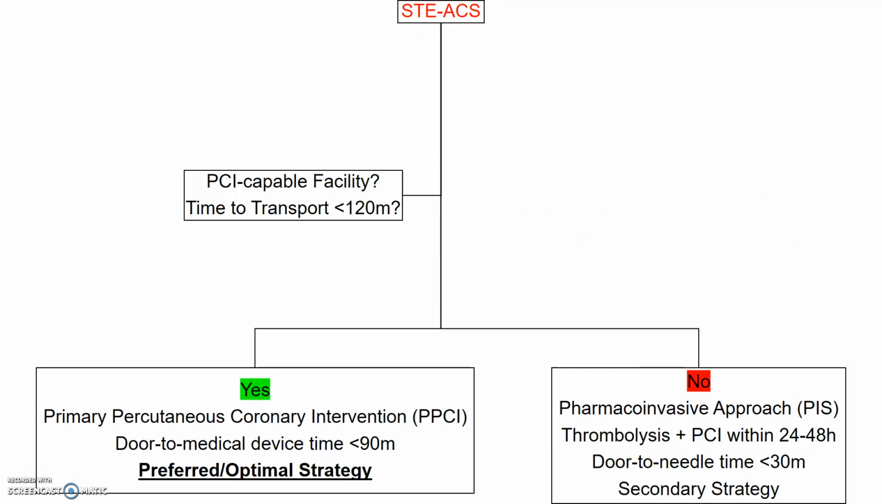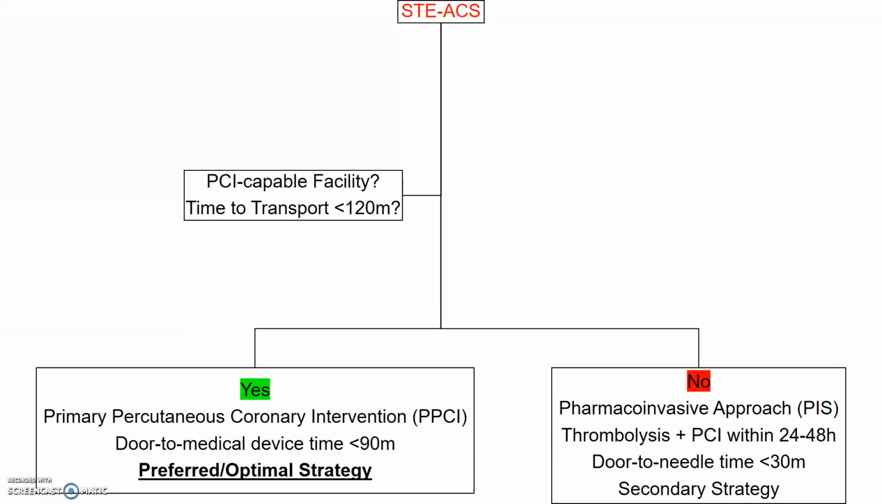With respect to an ST elevation MI, which is a different ballgame to unstable angina and non-ST elevation MI, there are two questions that need to be asked. Is there a PCI capable facility? And is time to transport to said facility less than 120 minutes? If there is a PCI capable facility and time to transport to this center is less than 120 minutes, the patient should undergo primary percutaneous coronary intervention with a door-to-device time of less than 90 minutes. This is the preferred or optimal strategy.